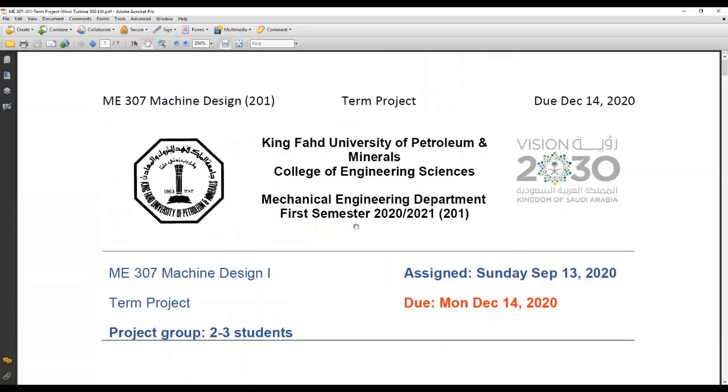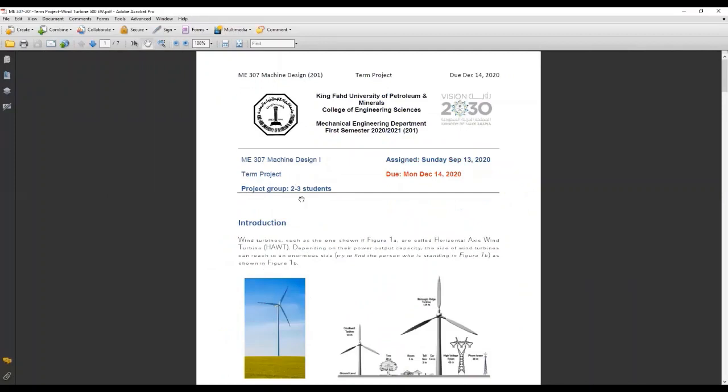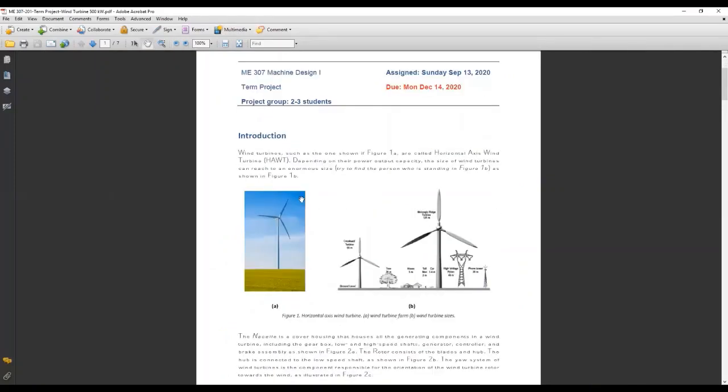But let me tell you, ya shabab, what this project is all about. Quickly, this project is about designing little parts of a wind turbine. We think that this is going to be very exciting for you because God knows you may get a job because of this.